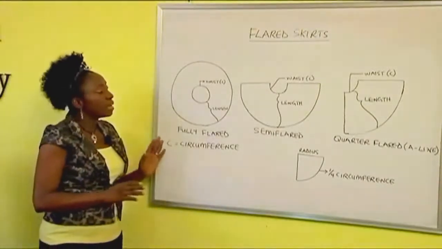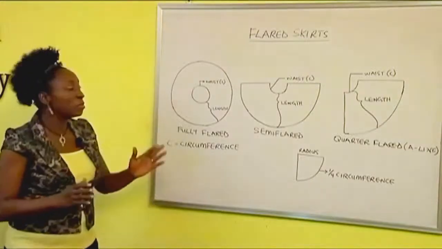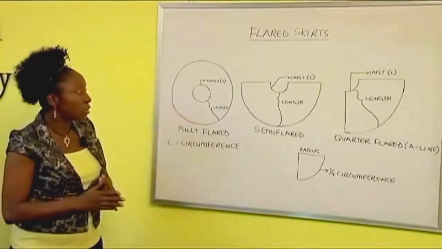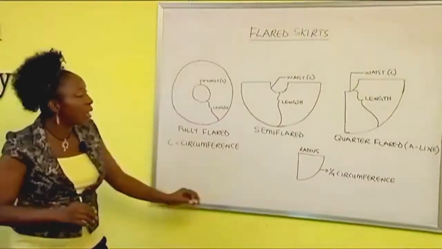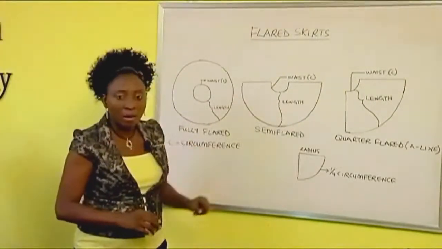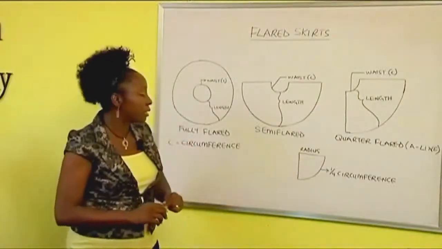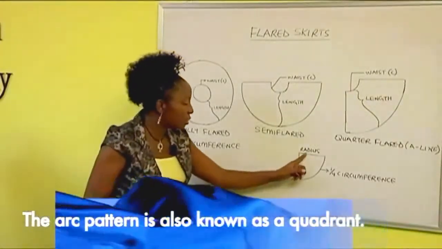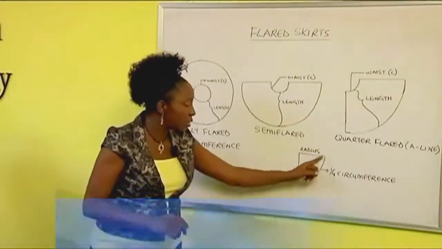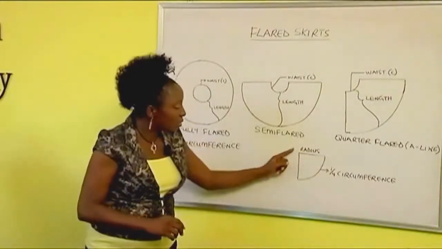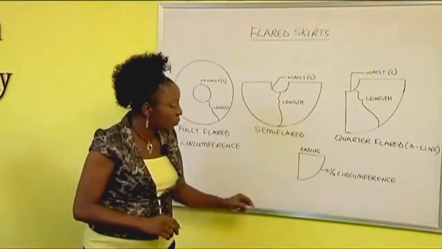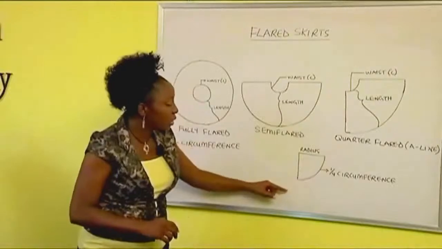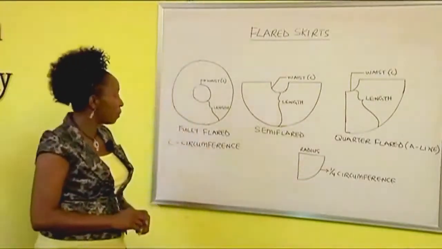Now to make our pattern, we're not going to make this huge pattern of the massive skirt, but we're going to make the pattern called the arc. This is called our arc pattern. You can see the radius here, just like a quarter circle. This is the middle of the circle, and this part here, which represents a quarter of the circle, is a quarter of the circumference.